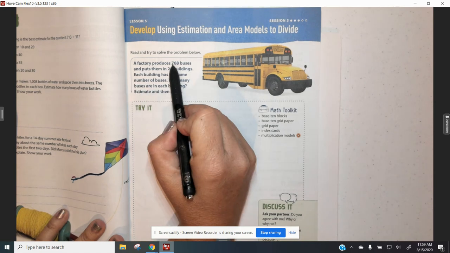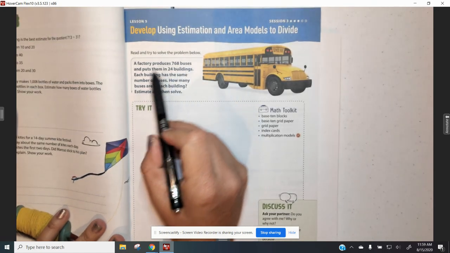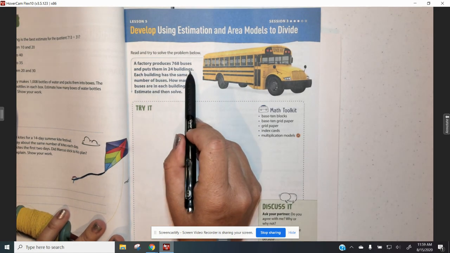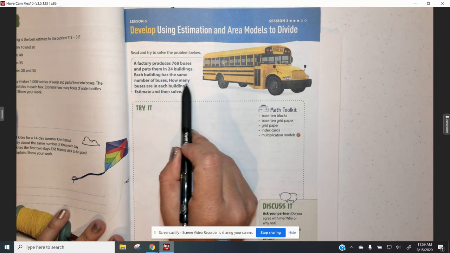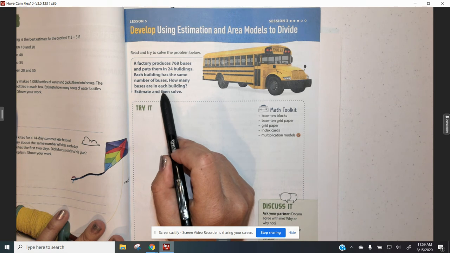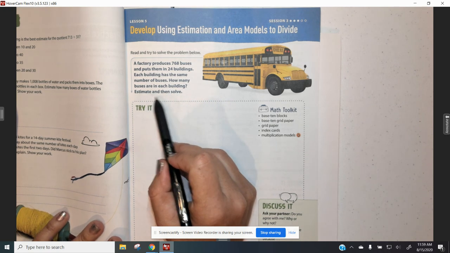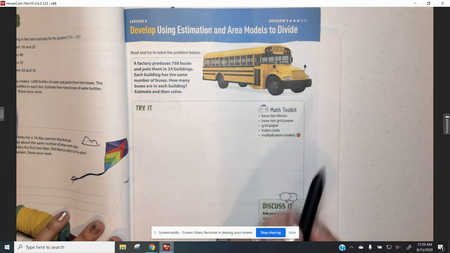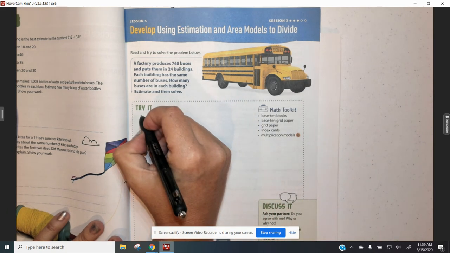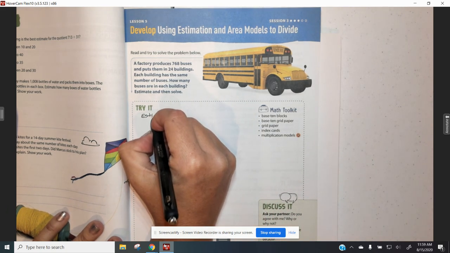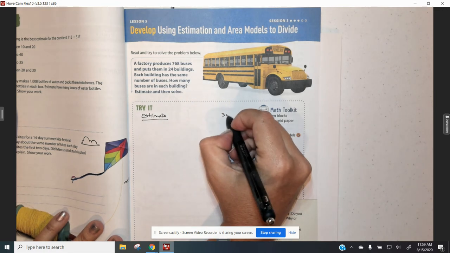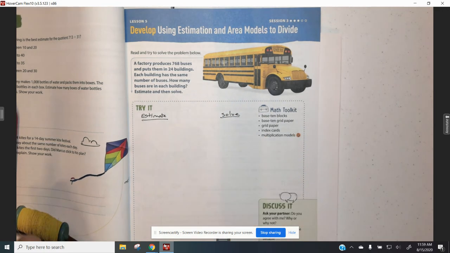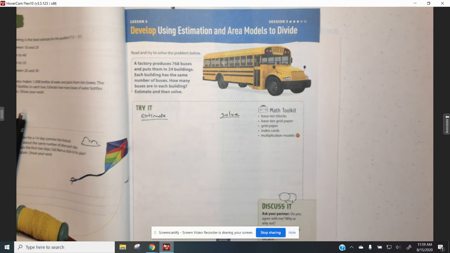A factory produces 768 buses and puts them into 24 buildings. Each building has the same number of buses. How many buses are in each building? Estimate and then solve. So they want us to first estimate and then solve. So what are those three questions we need to ask ourselves?